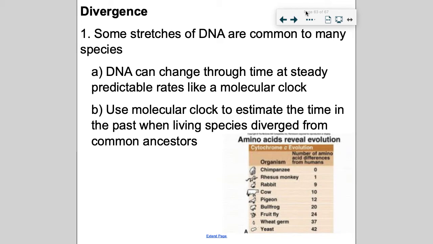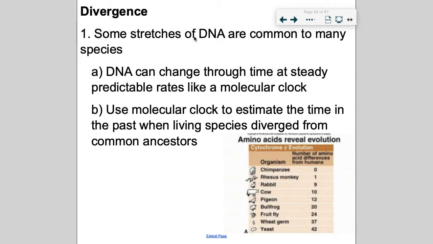Okay. I think this is my last slide. Divergence. No, not divergent. Divergence. So some stretches of DNA are common to many species. And if that's the case, then we can use DNA as kind of like a molecular clock to estimate when those common ancestors diverged from each other.